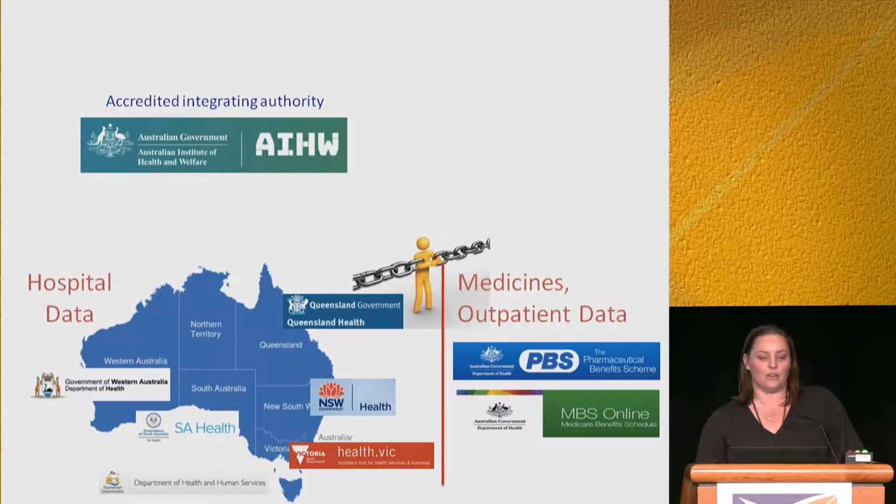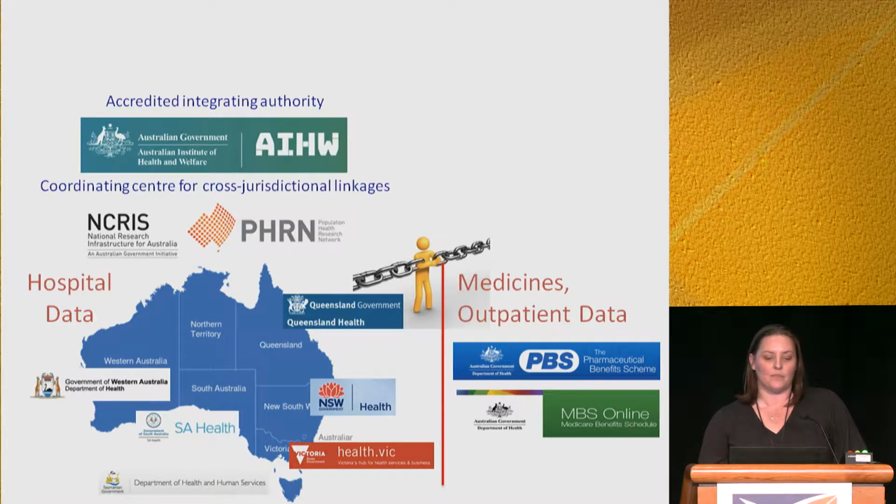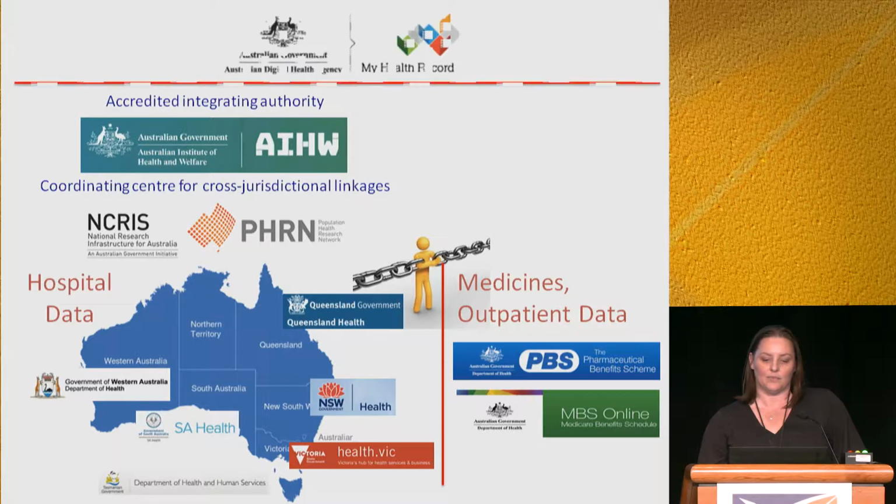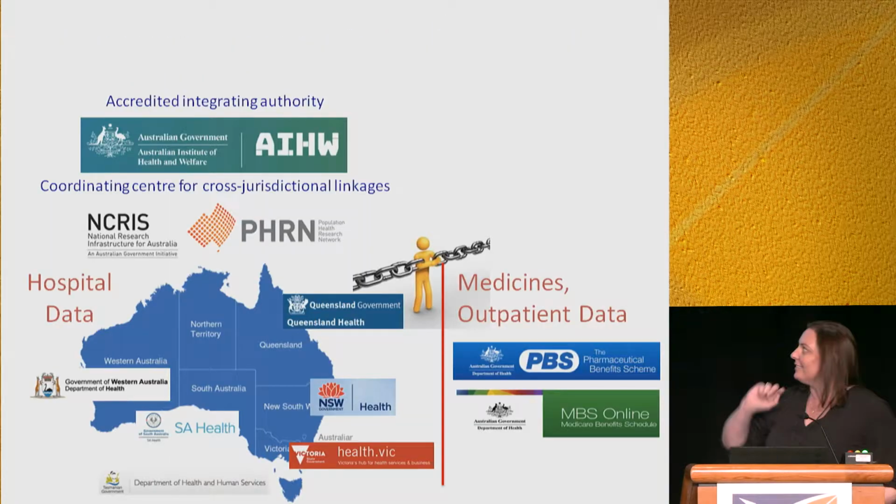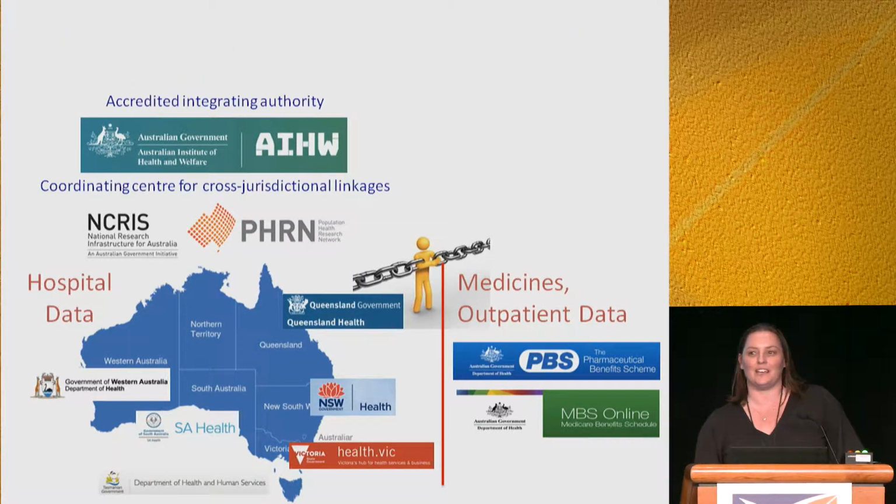The Australian Institute of Health and Welfare is an accredited integrating authority, which means it's able to combine data sets across jurisdictional boundaries and federal boundaries. There are coordinating centres for these cross-jurisdictional linkages, different companies that do this. Oops, there should be a symbol up there for the Department of Veterans Affairs, which collates all data for all veterans across all jurisdictions and across the Commonwealth as well.